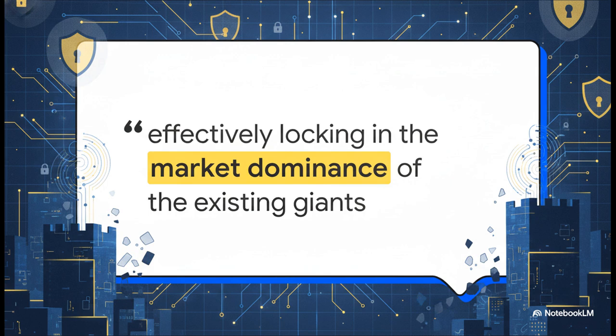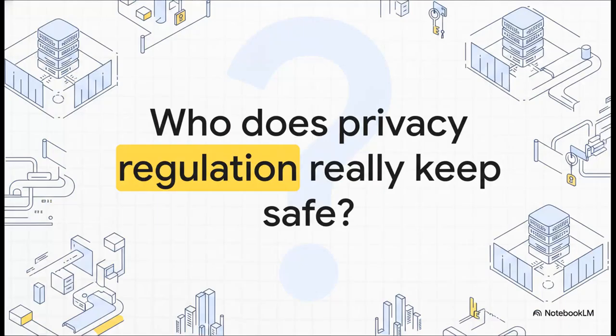This deliberate complexity effectively locks in the market dominance of the existing giants under the guise of safety. The regulation itself becomes a weapon for market capture. It cements the power of the monopolies, who can afford to play the compliance game, while squashing any smaller innovators who might threaten them. So I'm going to leave you with this final thought. If incredibly complex privacy regulations primarily serve to lock in the dominance of the existing tech giants, who is that regulation really keeping safe? Is the system designed to protect your privacy, or is it meticulously engineered to protect the machine extracting it? Something to think about.